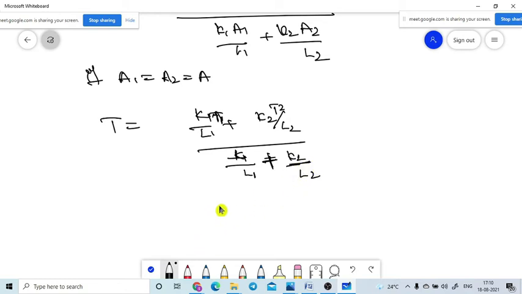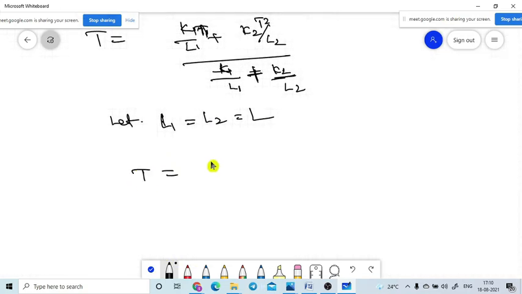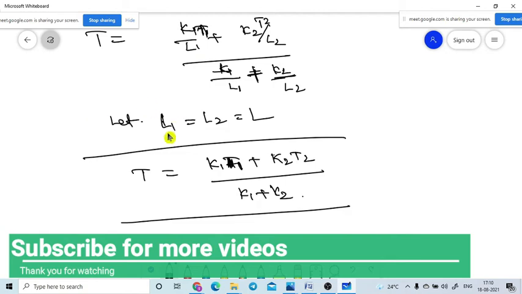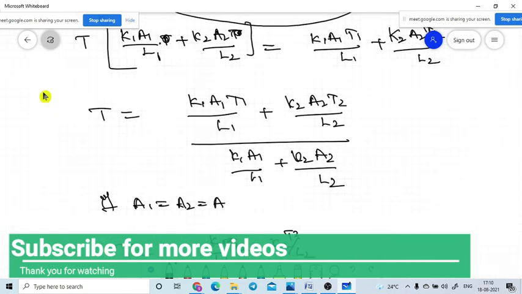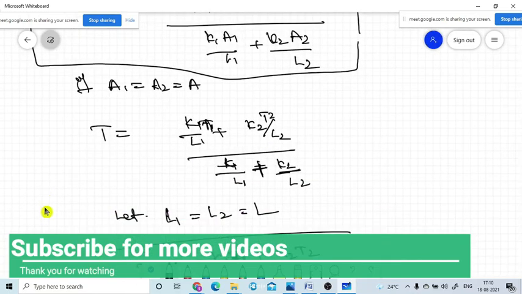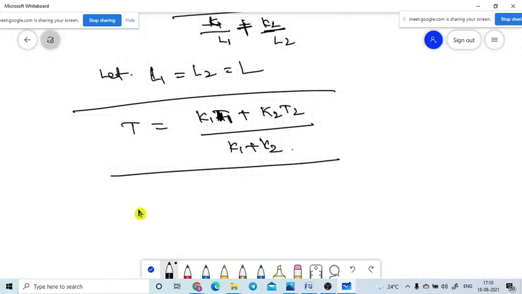If their lengths are also the same, how do we get it? Let us consider the case where the lengths L1 equal L2 equal L. Then T is equal to K1 T1 plus K2 T2 divided by L, taking L as the common term. Here L will cancel on both sides, so that is equal to K1 plus K2 in the denominator. This is the formula. If we know this fundamental formula, you can apply whatever conditions are given, each and every one. If K is also the same, what do we get?